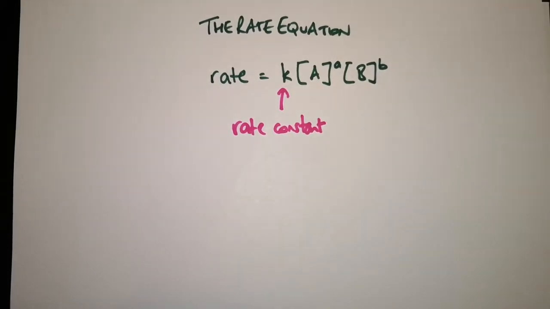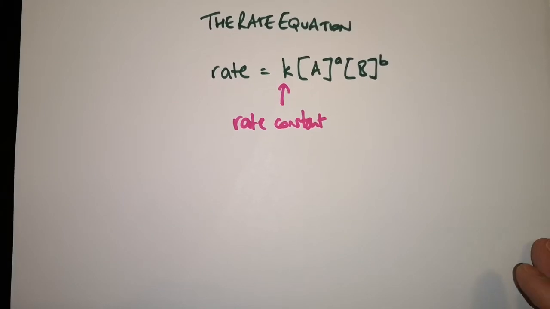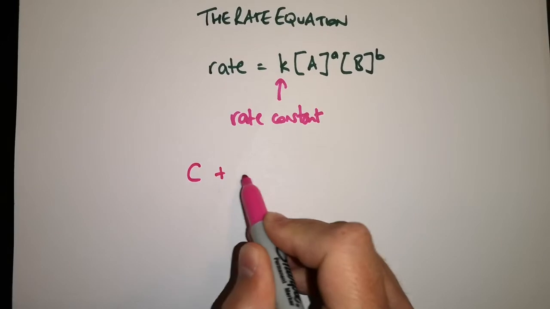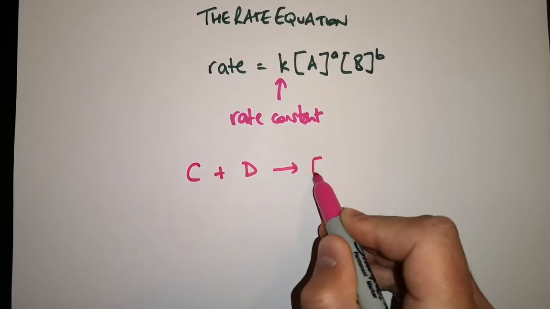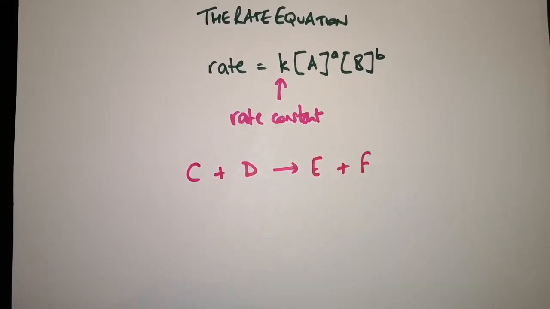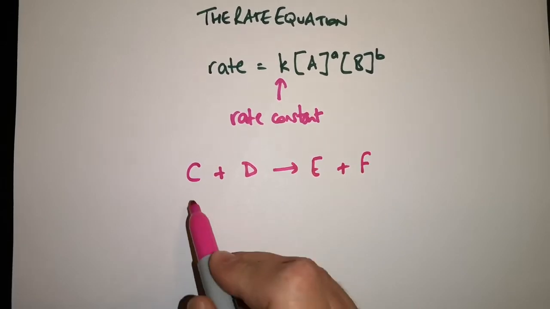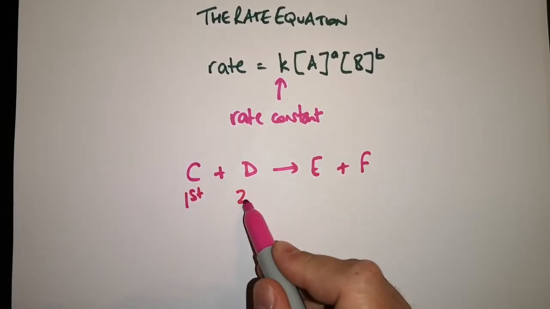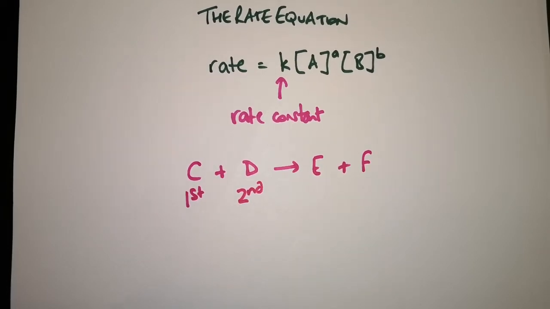So let's look at a couple of examples of how we'd develop these rate equations. Let's say I had a reaction in which I had C plus D makes E plus F. And my C is a first order reagent and my D is second order. As we found in the previous video, that means that's a third order reaction overall. But let's look at how that's put into a rate equation.